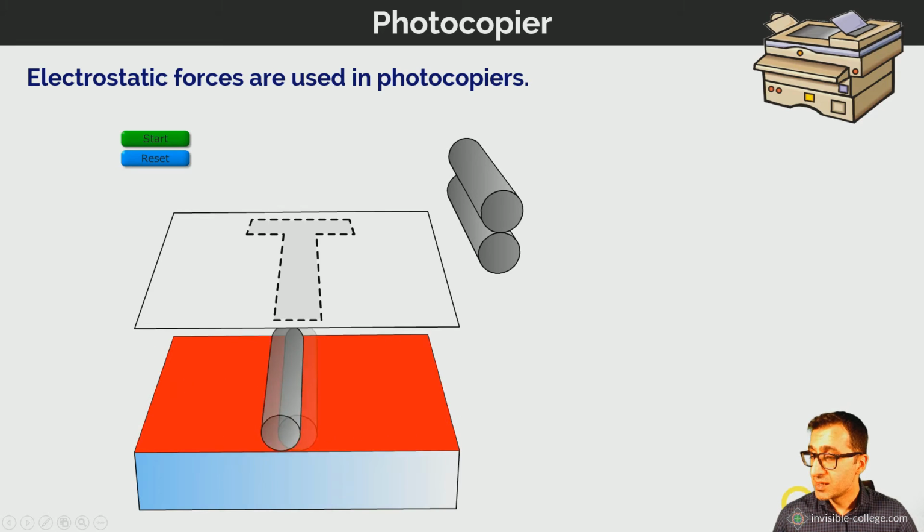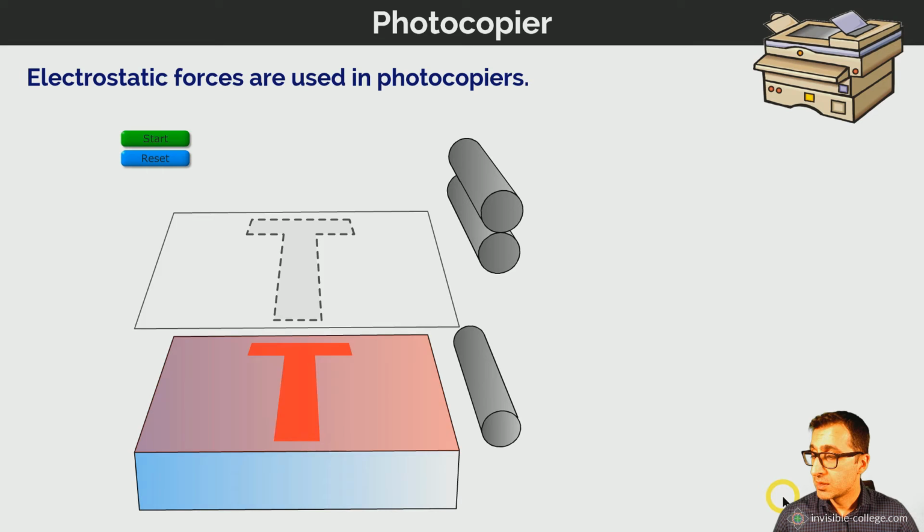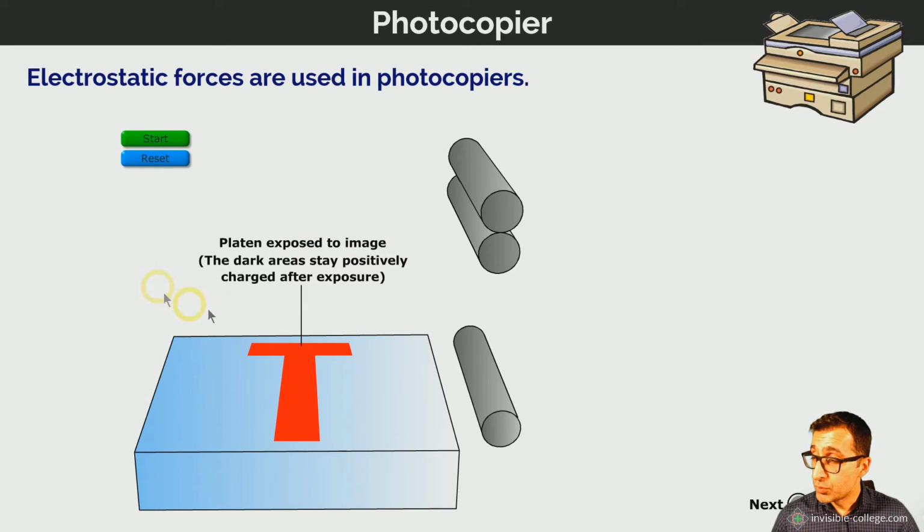So the next step is the roller down here moves over the surface here, making the platen positively charged. So as the light passes through the piece of paper, the platen is exposed to different intensities of light, and as a result it responds by the darker areas staying more positive. These are the areas behind any ink or any diagrams or any letters on the original document, and so these stay positively charged after the light has been shone through the document that's being scanned.